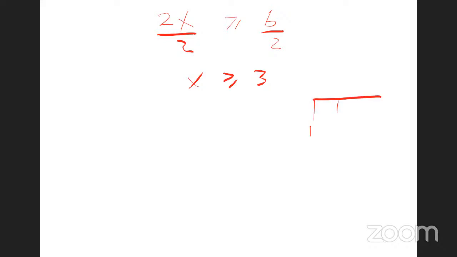Here's 1, here's 2, here's 3. How do you show it on a number line? You draw the solid circle or the hollow circle? Solid circle. Right? And you're going which way? Right or left? More than is to the right. That's okay?